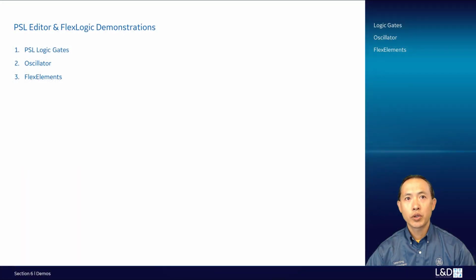In the demo session, we're going to demonstrate 3 demos. The first one is the PSL logic gates. We're going to use the AND gate, OR gate, SR latch gate, and non-volatile latch gate, and program them into the programmable LED 5 to 8. In the second demo, we're going to demonstrate an oscillator by using the inverter of the logic. And the last one, we're going to demonstrate the FlexElement by using the ground current input and set one overcurrent element of the ground current input.